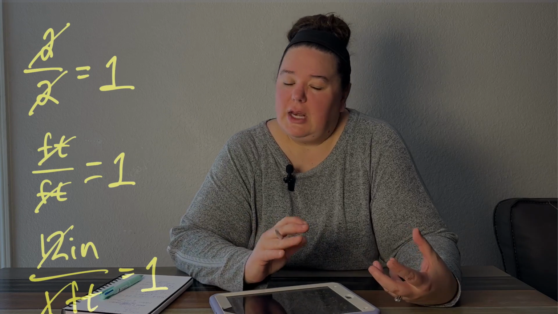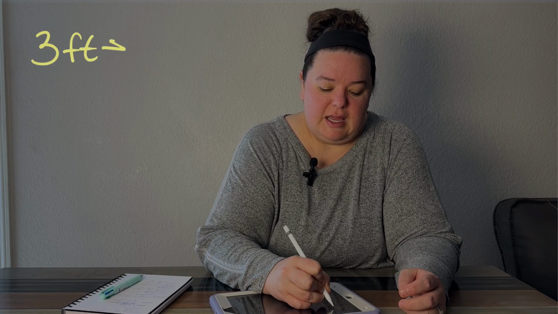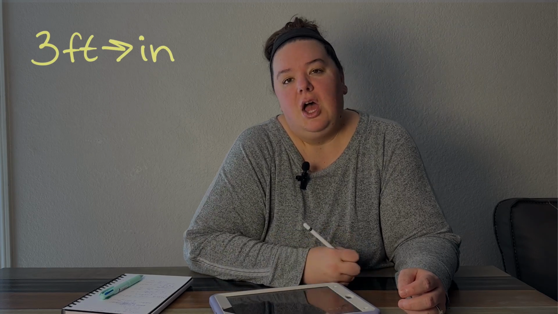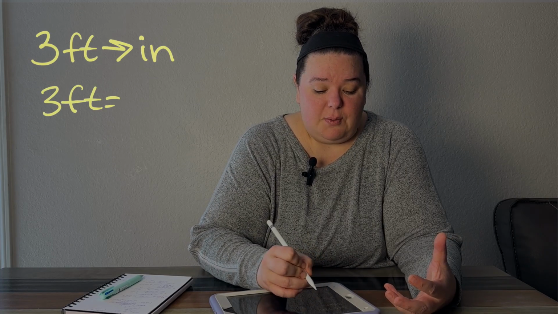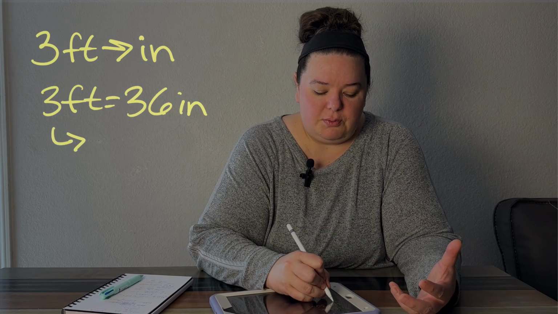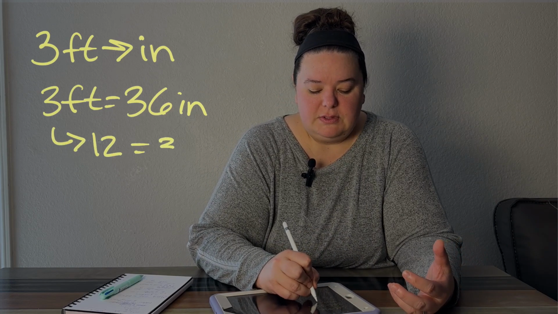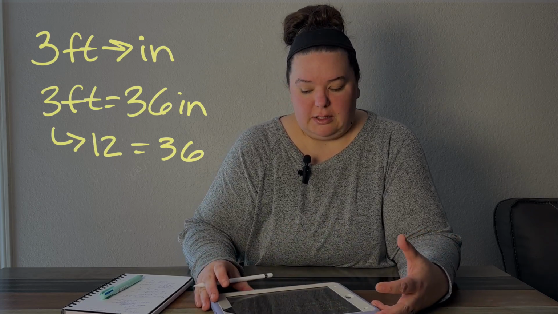So knowing that property of math, let's do a problem that you should be familiar with because it uses feet and inches. If I were to tell you that I have 3 feet and I want to convert that to inches, most of you would be able to tell me that 3 feet is equal to 36 inches. And we did that by multiplying 3 times 12 to get 36. So let's show that using dimensional analysis.